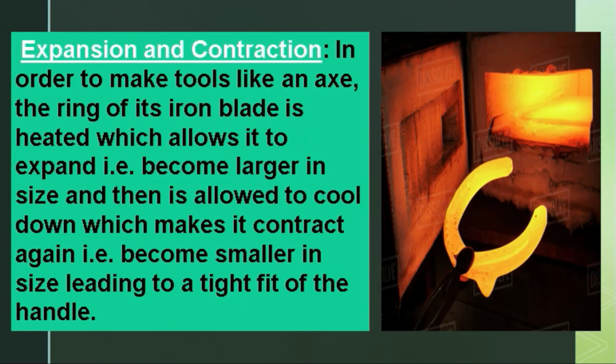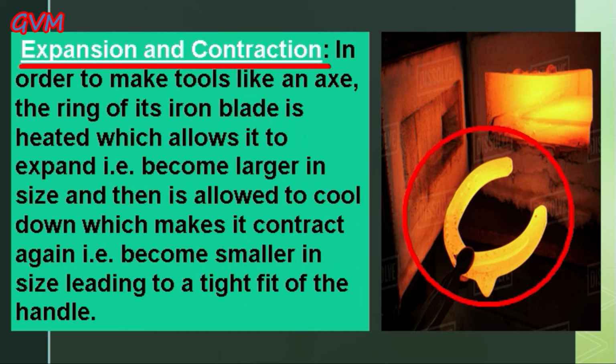Now students, the next way by which we can bring about changes in substances is by expansion and contraction. Students, as you all know, in order to make tools like an axe or saw, the ring of its iron blade is heated, as you can see here in this image. And students, heating allows the iron to expand and become larger in size, and then when we allow it to cool down, it contracts again, means it becomes smaller in size again, leading to a tight fit of the handle. And that's how we can make tools by expansion and contraction.